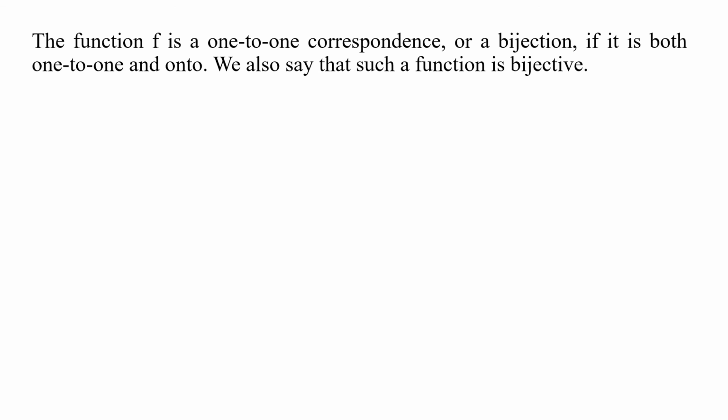So the function f is a one-to-one correspondence or bijection if it is both one-to-one and onto. We also say that such a function is bijective.